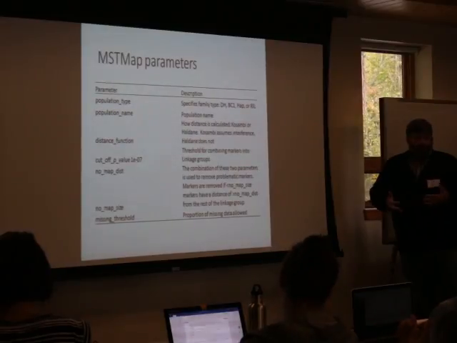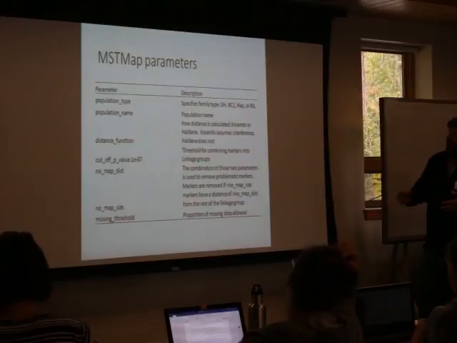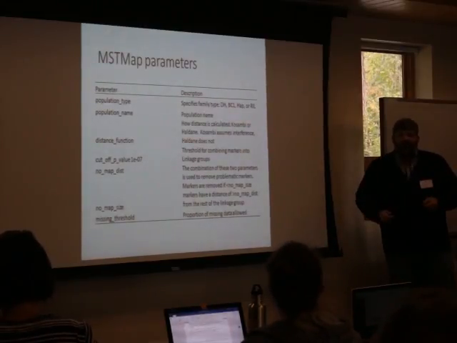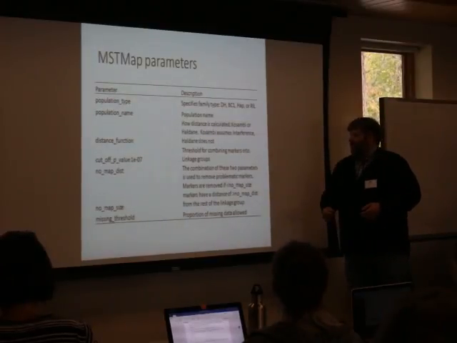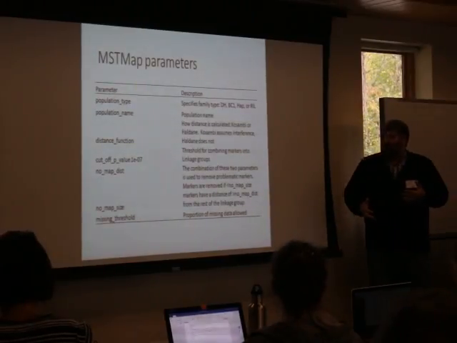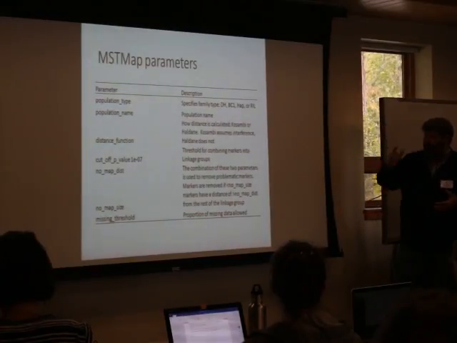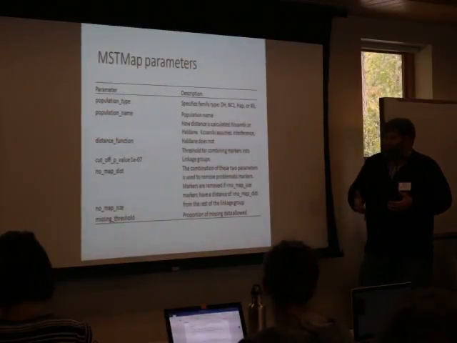The parameters that it has are population type. We tell it that ours is double haploid. If you have other cross types, you can use those. The population name parameter is the population name, call it whatever you want. The distance function is important, whether it's a Kosambi or Haldane distance function. And Kosambi assumes that there's no complete interference, so that's appropriate for our species.